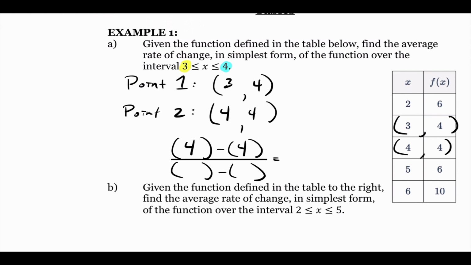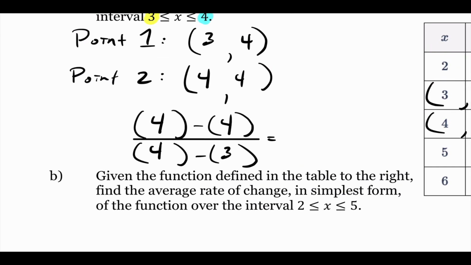That's the y's. Now the x's. x2, the x value for point 2, is 4, minus x1, the x value for point 1, which is 3. Subtract. So on top I get 4 minus 4, which is 0. On bottom I get 4 minus 3, positive 1.